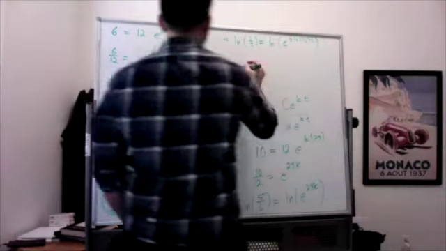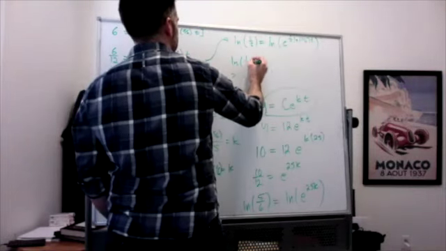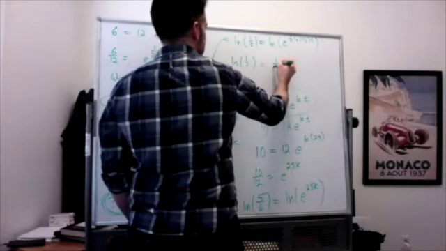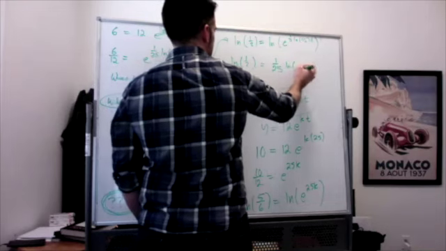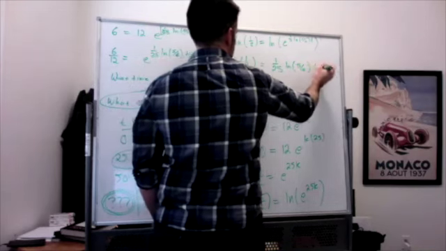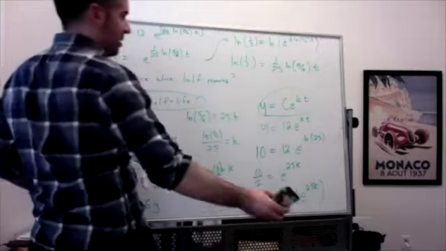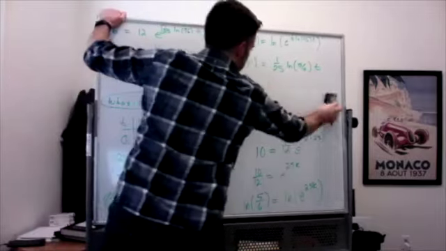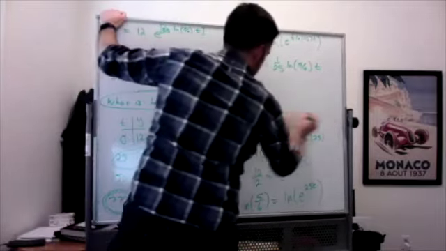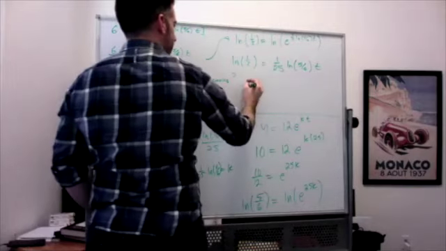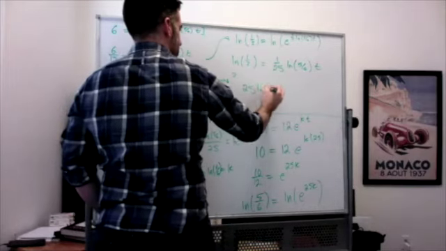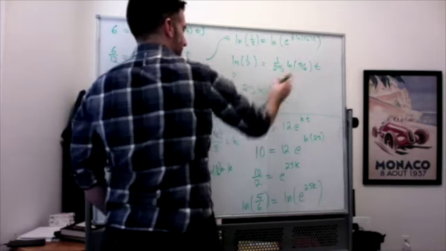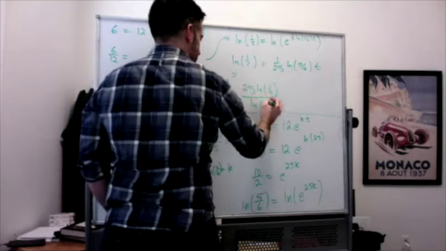So I've got that the natural log of 1/2 is equal to 1/25th times the natural log of 5/6 times t. And then I'm going to erase here. We can solve for t by multiplying both sides by 25 and dividing both sides by the natural log of 5/6.